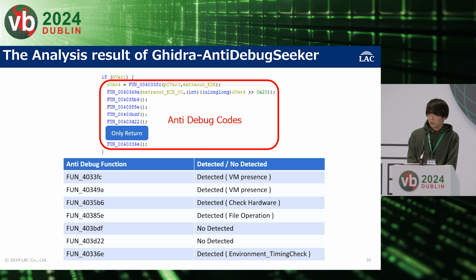The analysis result of the IDAGhidra anti-debug seeker. The total number of functions is 7, out of which 5 were detected. 2 functions were not detected, as it's difficult to detect things that are resolved dynamically. This is a weakness of the tool. However, the detection rate is approximately 70%, so if implemented in static code, most cases can be detected.